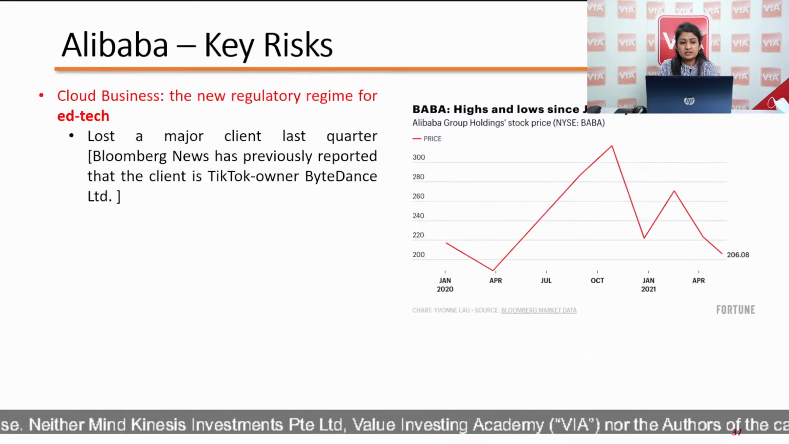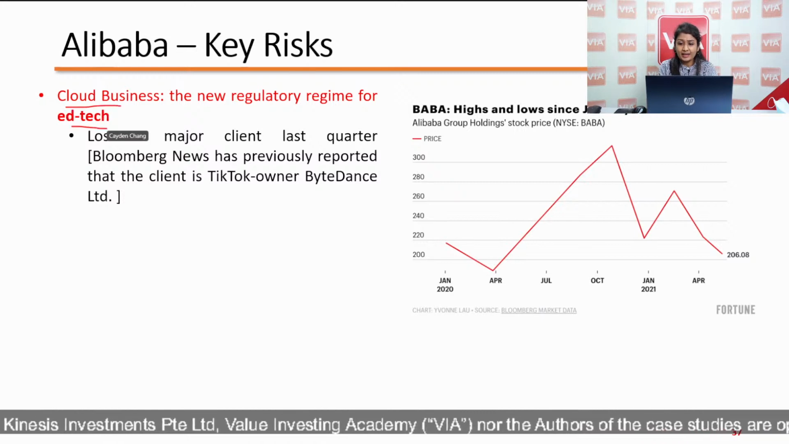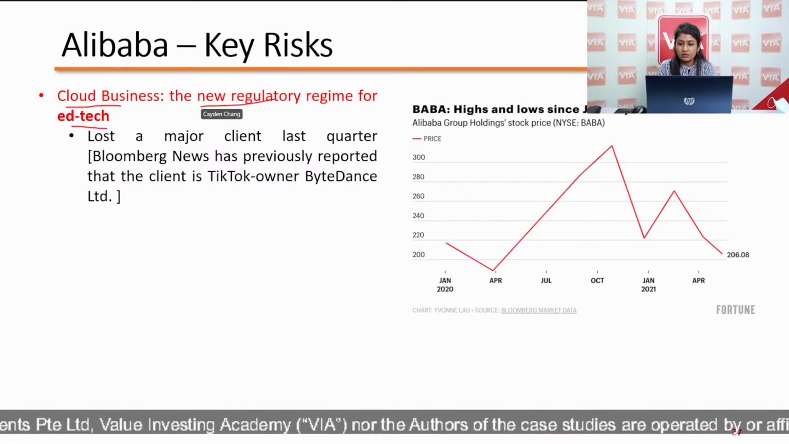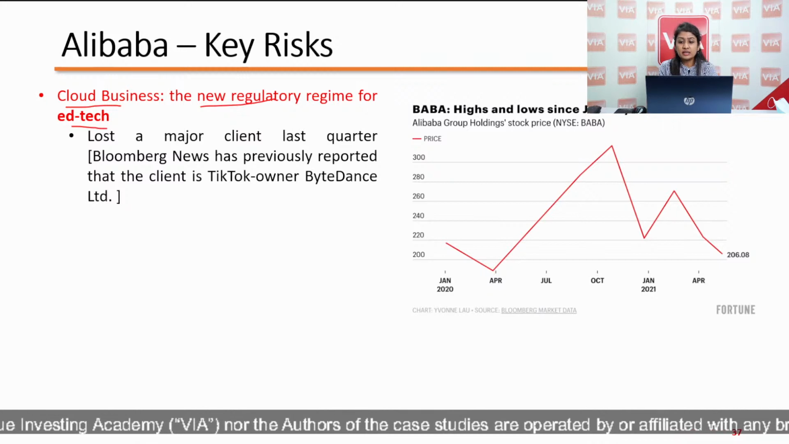One of the key risks for the cloud business is that the new regulatory regime for edtech companies will possibly curb their spending on internet services. This should affect the cloud business a little bit. And they have also lost a major client last quarter. However, the company hopes to diversify and grow the cloud business so that the concentration risk is minimized.